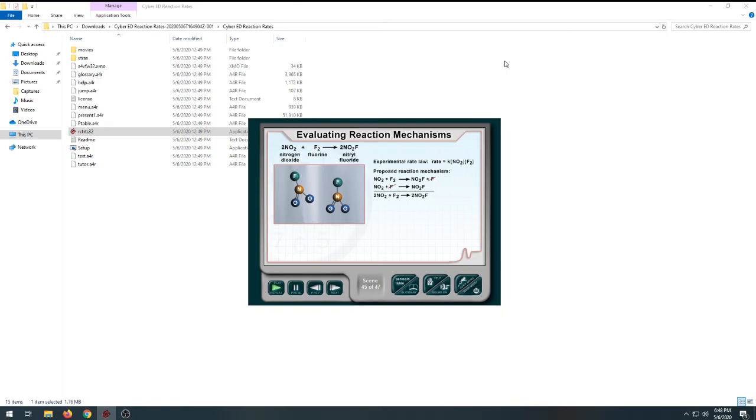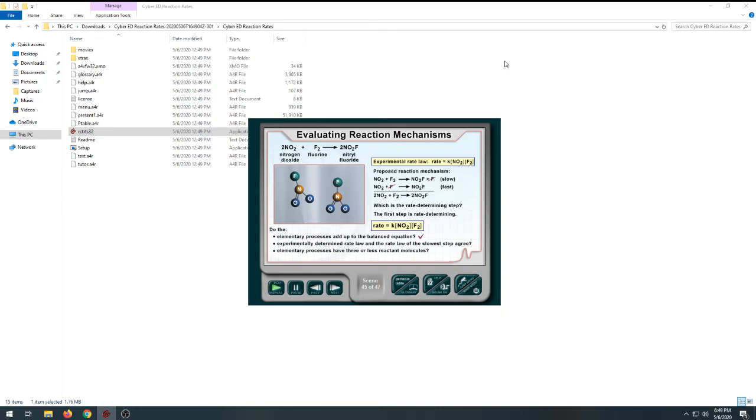balanced equation. In this reaction mechanism, the rate of the first elementary process has been determined to be slow, while the second is much faster. Which is the rate-determining step? Since the first elementary process is the slowest, it is the rate-determining step, and the reactants of that step are used to determine the rate law. The rate law derived from this step is k times the concentration of nitrogen dioxide times the concentration of fluorine. This is the same as the rate law that was determined experimentally.